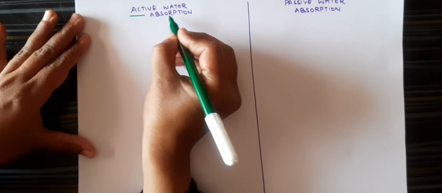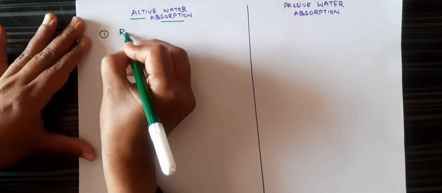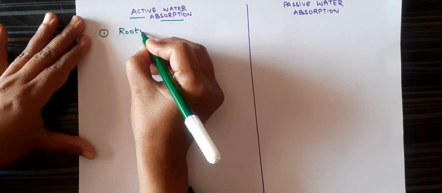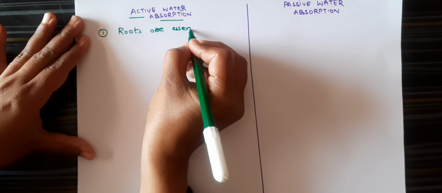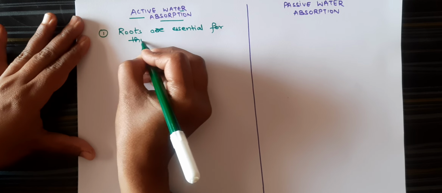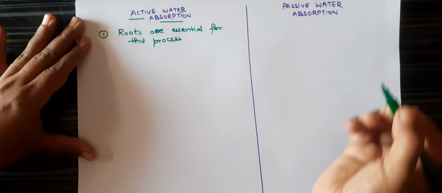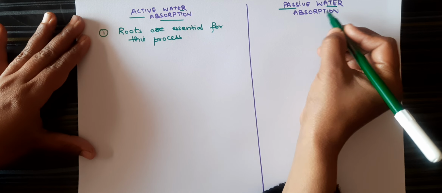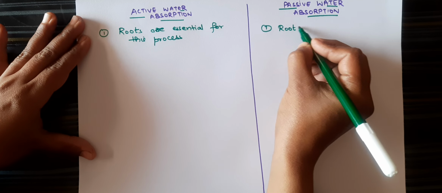So for the active water absorption, roots will play the important role. Okay, so roots are essential for this process. However, in case of passive water absorption, roots are not essential. Okay.